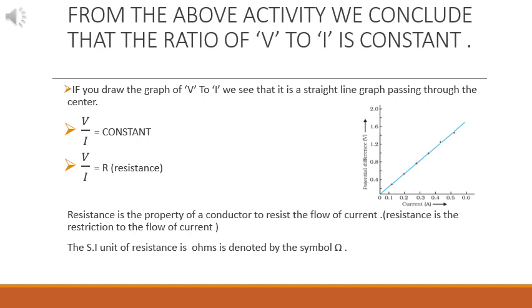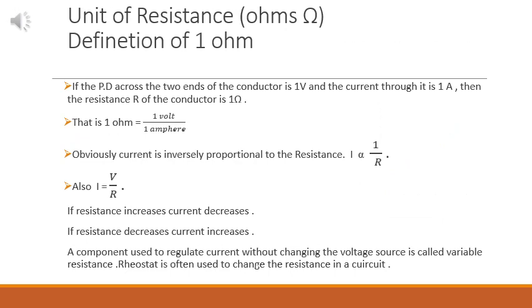R stands for resistance. Now resistance is a property of conductor to restrict the flow of current. Resistance is the restriction to the flow of current. The SI unit of resistance is ohms, and it is denoted by the symbol ohm. Unit of resistance, that is ohms.